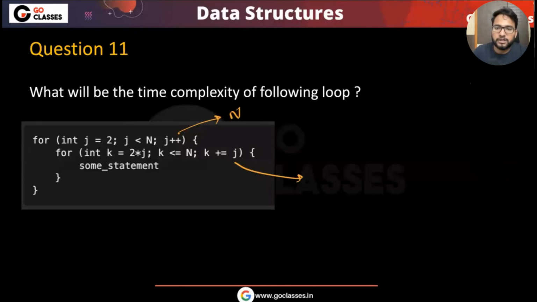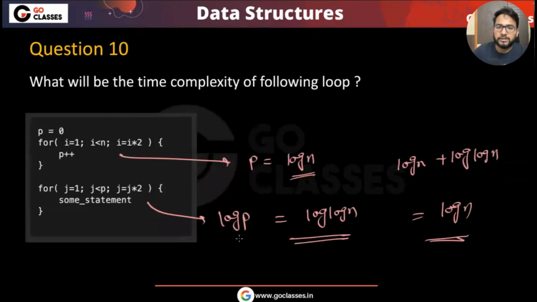Okay, so see, I think that was an easy one. So you are going to get p equal to log n, right? Now you are going to run this loop log p times, which means since p is log n, you are going to run this loop log n times. And then what is the final answer? This is log n, this is log n. You need to add both of these. So that's why log n plus log n. And finally, you need to take the significant term, which is log n.